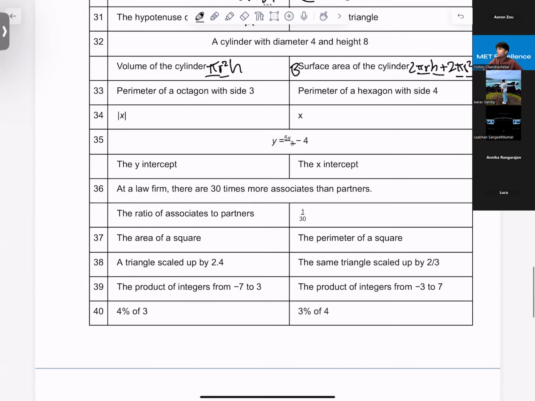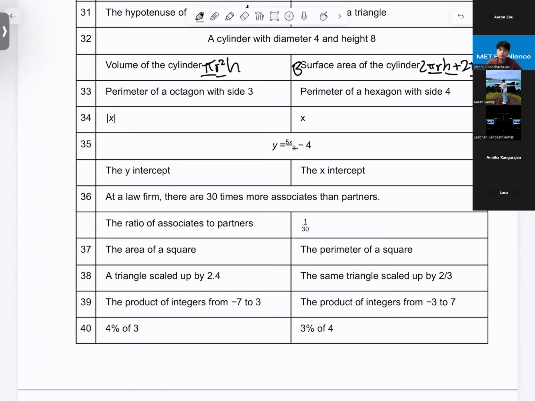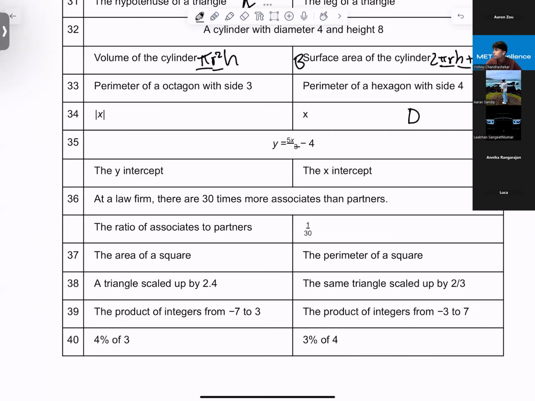Because an octagon, with the eights, 8 times 3 is equal to 24, and hexagon times 4 is equal to 24. So here would be C. All right, for 34, it's going to be D, because we are not given if x is positive or negative. Let's say x is negative 9, and here it's going to be 9, and this is going to be negative 9. But if x is like, say, 2, it's going to be 2, and this is also going to be 2. So it's D.